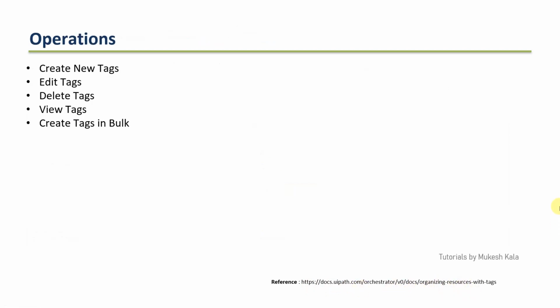Okay. Now, moving forward, what are the operations we have seen? We can create new tags, we can edit the tags, delete the tags, view the tags. Viewing the tags can be done with the help of the tags management portal, or you can directly use the orchestrator search functionality as well to view the tags. And the best part, we have create tags in bulk, which allows you to create tags in bulk using the PowerShell script, which is available on the documentation portal of UiPath.